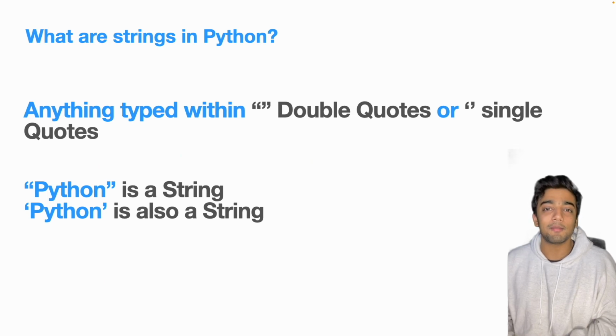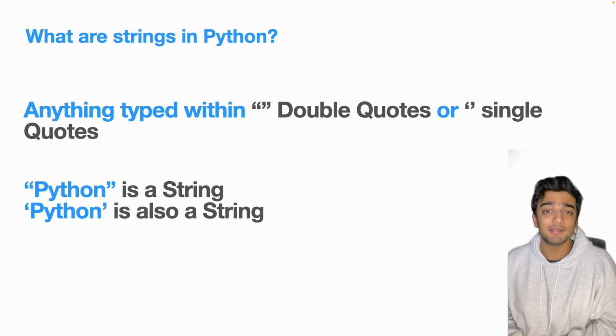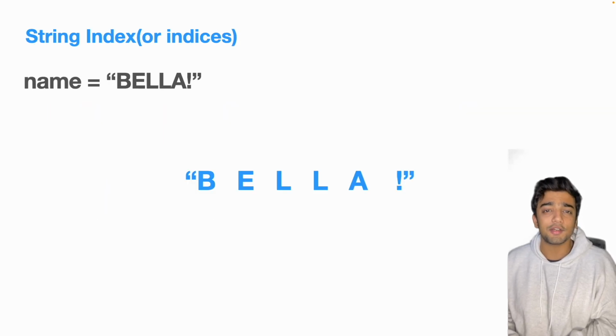Now, what we learned about the string data type is that anything within double quotes or single quotes in Python is considered to belong to the string data type. For example, in this case, Python written within double quotes is a string, and Python written within single quotes is also a string. That's pretty simple. Now let's just consider an example.